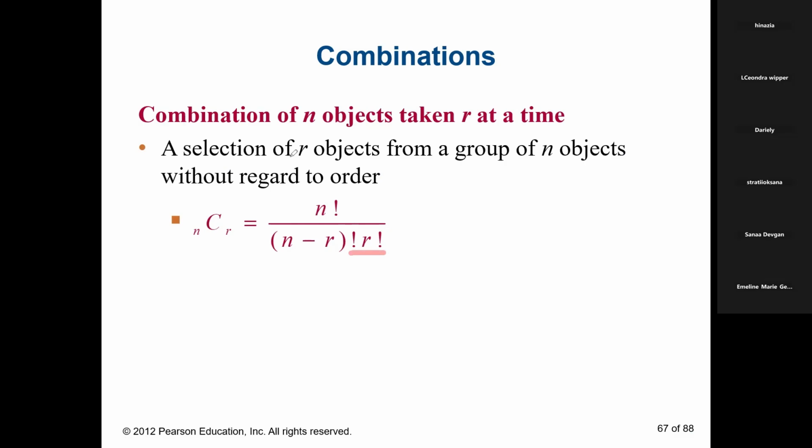Okay, that's what it says here. A selection of r objects from a group of n objects without regard to order. So here order is not important. In permutation, order is important, it does matter, but in combinations order is not important. It does not matter, all right? That's the only difference here.